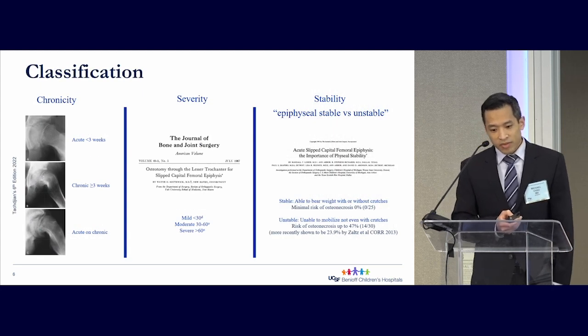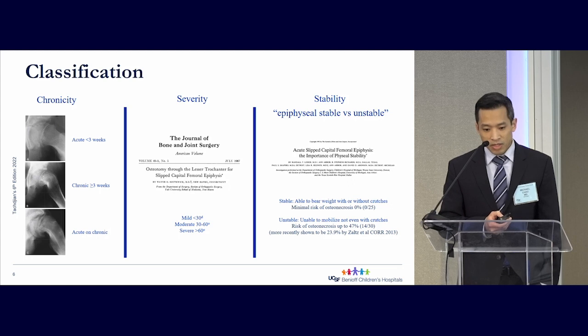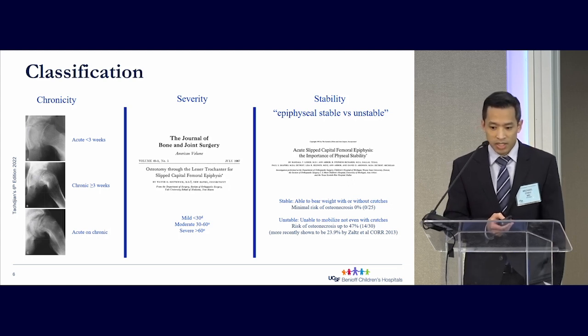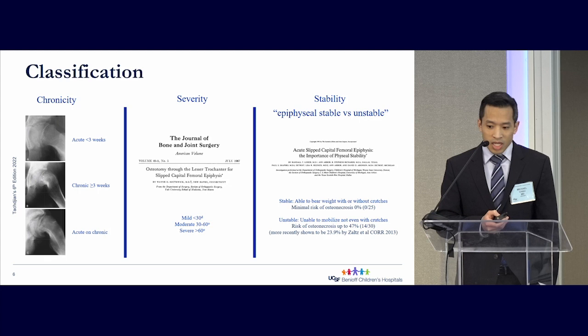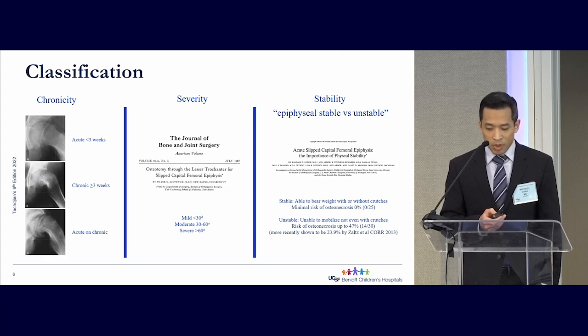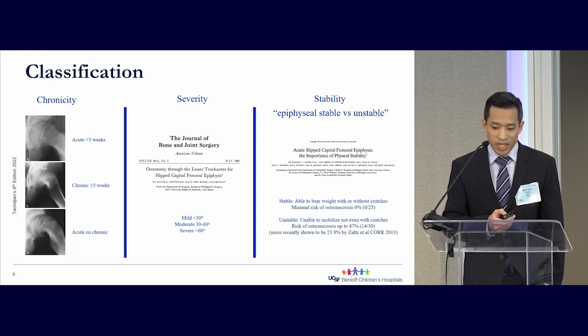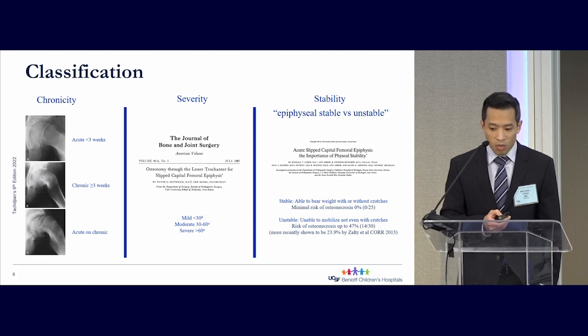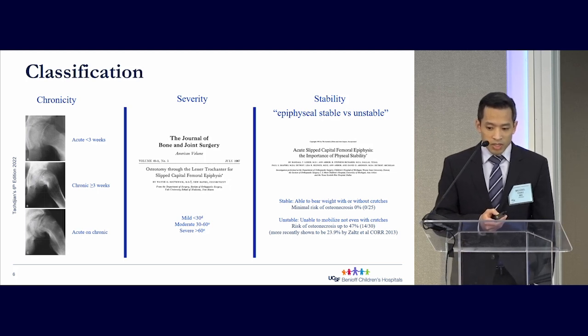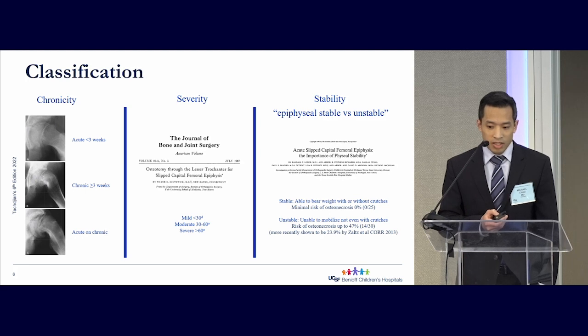SCFE can be classified based on chronicity, severity, and stability. From a clinical standpoint, stability is perhaps most telling for prognosis and for guiding treatment. It is defined conventionally, based on the Loder classification, as being stable or unstable based on the patient's ability to bear weight, either with or without crutches. Essentially, this classification is a surrogate to determine whether the epiphysis is stable or unstable on the metaphysis.